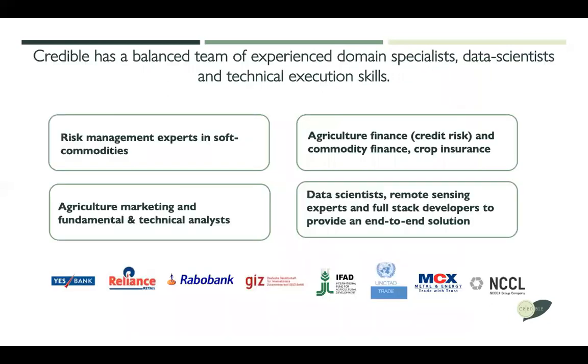A little bit about the team, because at the end of the day, that is the true competitive advantage we have. We have a good mix of domain specialists and data science expertise. Our team consists of experts who have previously worked at organizations such as Rabobank, IFAD, GIZ, and commodity exchanges. Besides technical skills, we are experienced in actual implementation, which is where most projects fail.